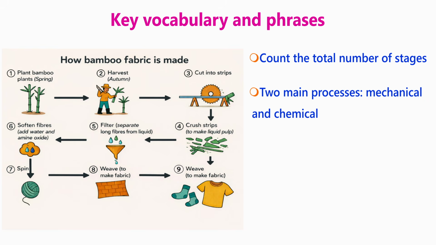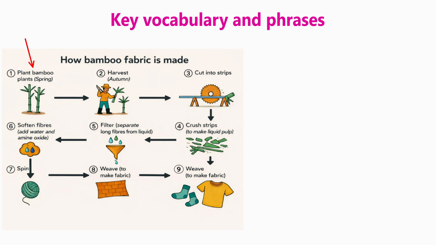So let's start with the first stage, which is to plant bamboo plants. So when we want to talk about the beginning and how the first stage starts, we can use the word commence. Commence is a nice word to start the process, all right? And another word which is good here to use is cultivate.